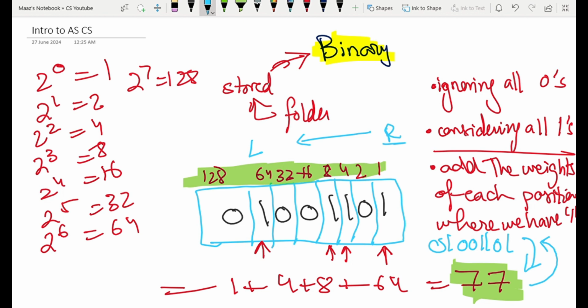I hope the class was helpful and you understood what the computer science AS level course is all about, what the basic binary concept is, and how we calculate these values. And in later classes, we are going to be discussing other important parts of the course too.